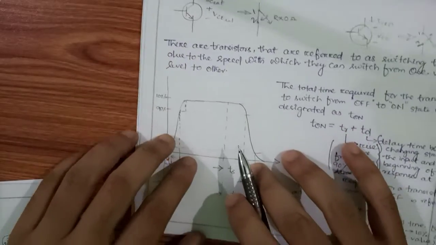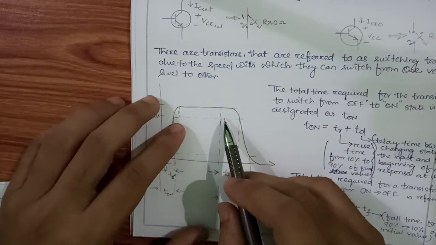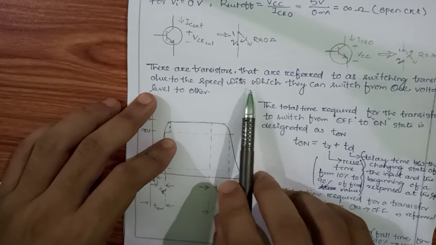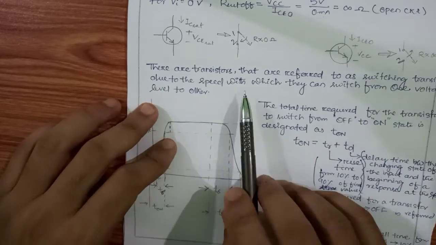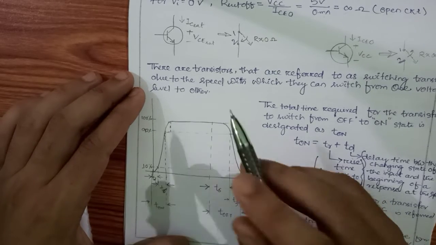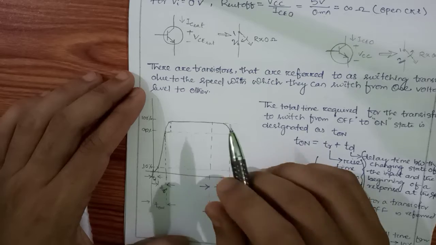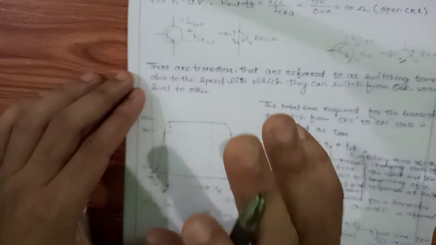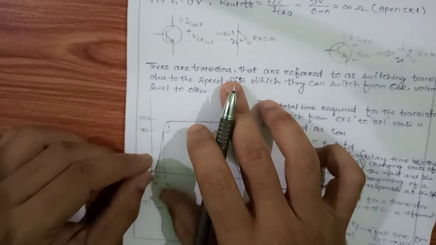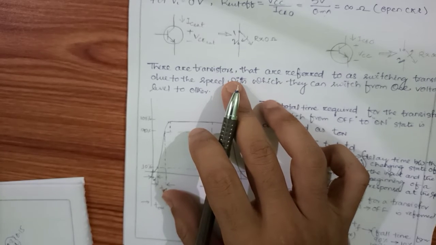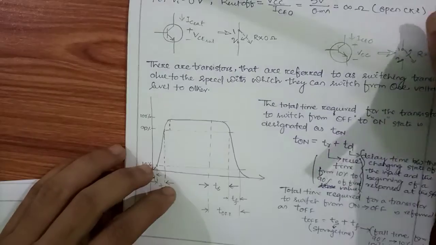Now you have seen this point also before, that is, the on and off time. There are transistors that are referred to as switching transistors due to the speed with which they are switched from one voltage level to another. It means for off to on and on to off it will take very little time. That's why a transistor is used to act as a switch. If you switch on your light at home, within a fraction of a second the light glows, and if you switch on the fan, the fan starts rotating automatically. It means it is not taking much time. So that's how a transistor can be used.